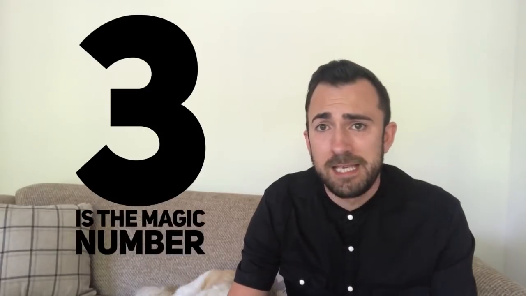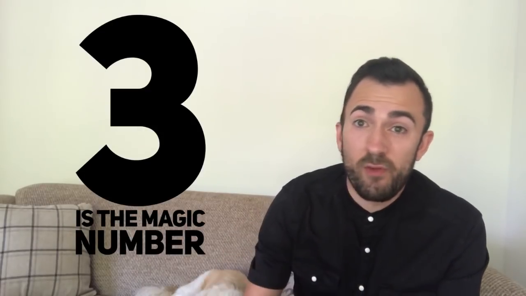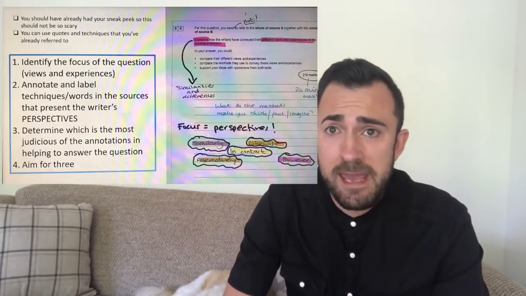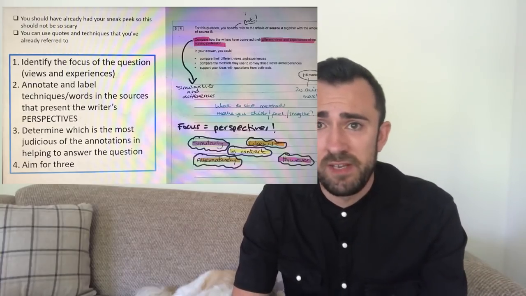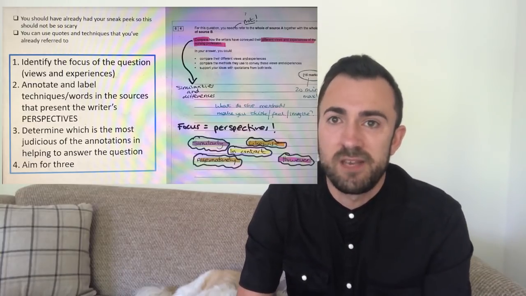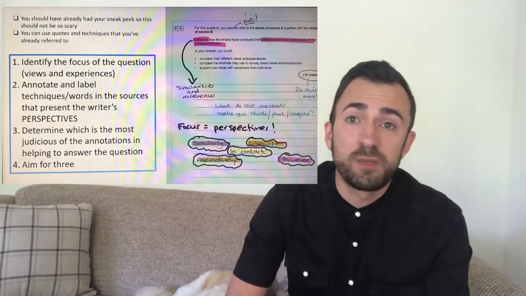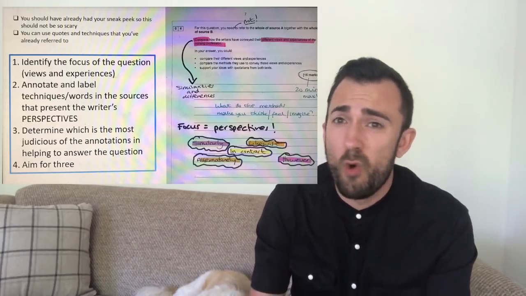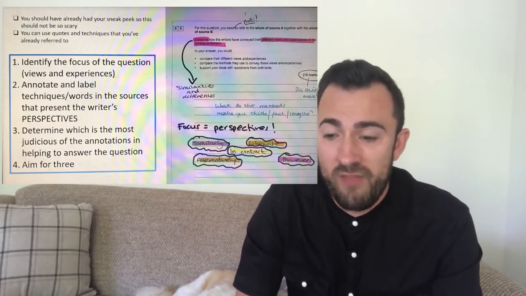Remembering that 3 is the magic number in this question. So we're aiming for 3 paragraphs, 3 really good points of comparison. You may not have time, but that's the goal. You should have had your sneak peek at the start of the exam like we talked about in previous videos, so that you take away the fear and anxiety of this question. When you get to it, there will be no surprises because you've already read the extract and you've already spotted some examples of their perspective.